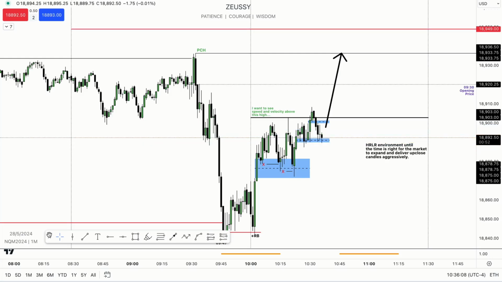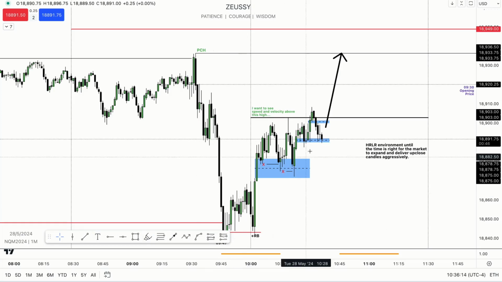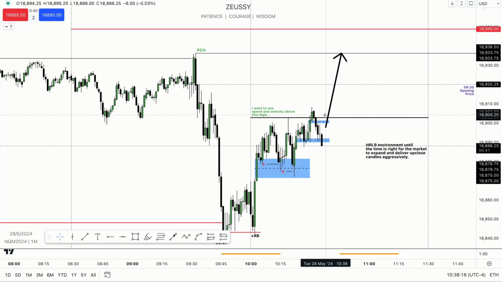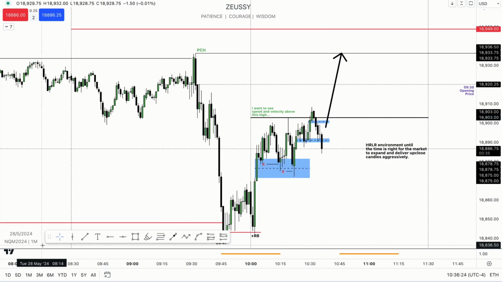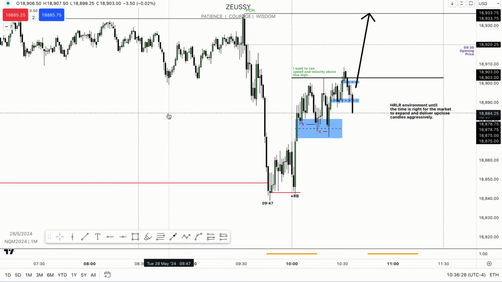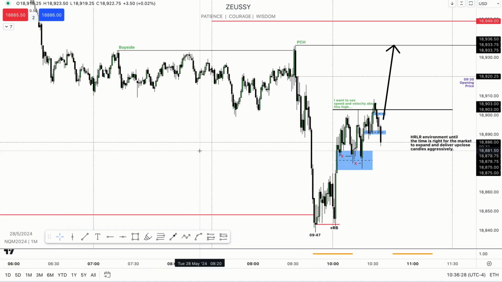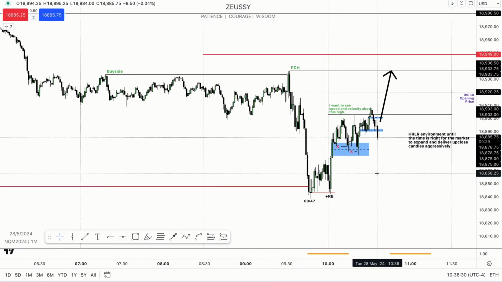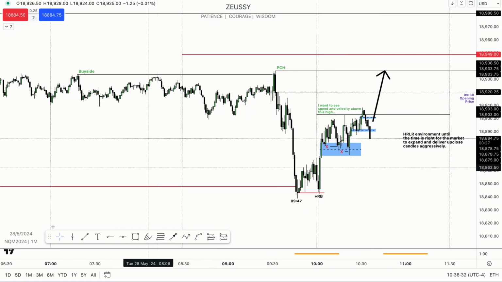Patiently waiting, and there the stop gets reached. Now I'm very curious to see whether or not they're still going to form a low here and then continue to the upside. But everything is not signaling to me anymore that that is going to occur. Instead, this indeed looks like a questionable environment. And I'm happy that I got stopped out and that I went outside of it.